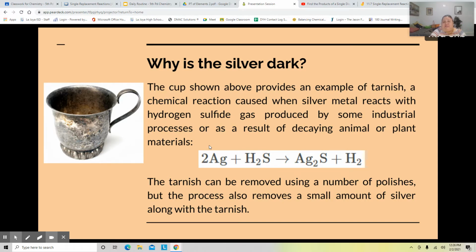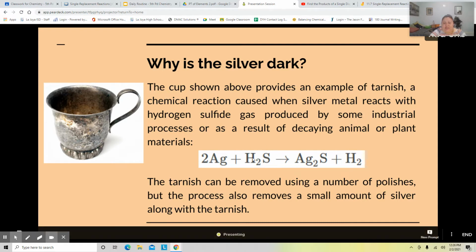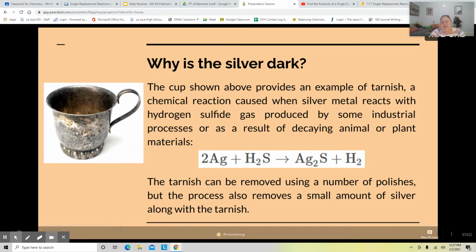In this case, silver sulfide. So silver will react with hydrogen sulfide and produce silver sulfide. So you'll all of a sudden see these dark little marks all over your silver. And that's how it started.